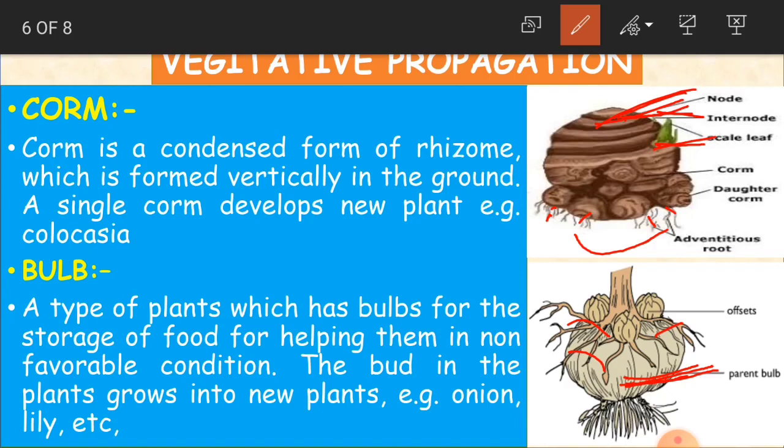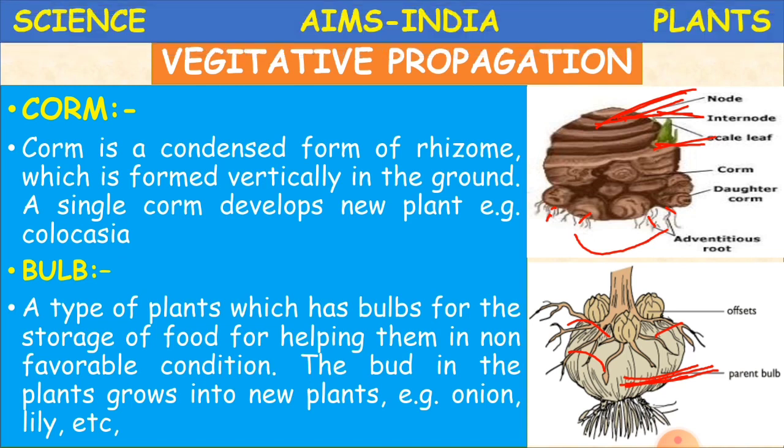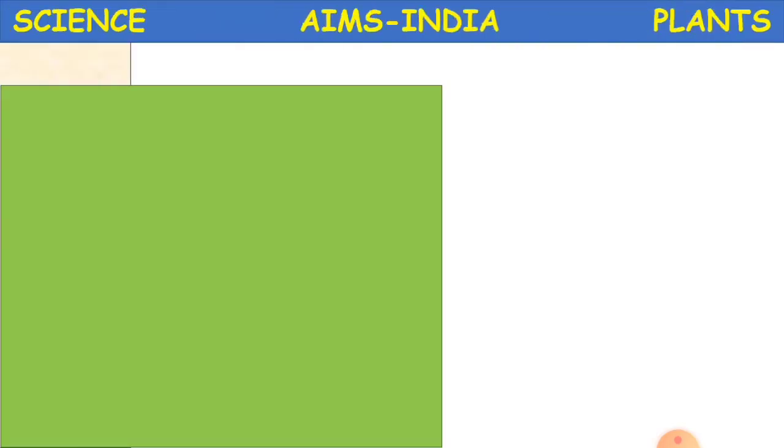Here, when we say non-favorable conditions, it is about the climatic conditions, children, like water loss, heat and all these. When these non-favorable conditions are there in the climate, this type of plant stores food in themselves, in the bulbs. And this bud is going to grow into new plants. For example onion, lily, even garlic, all come under bulbs. Clear, children? Now we'll see the other slide.